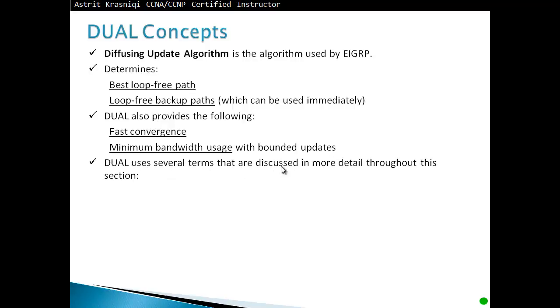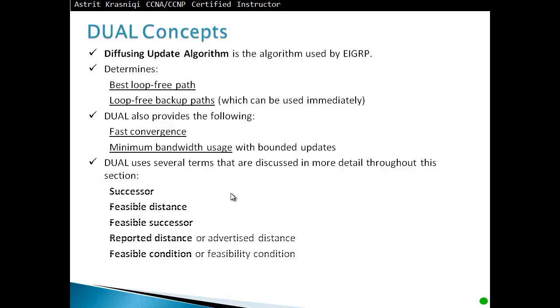DUAL uses several terms that are discussed in more detail through this section. We talked about these ones: successor, feasible distance, feasible successor, reported distance, and feasibility condition.